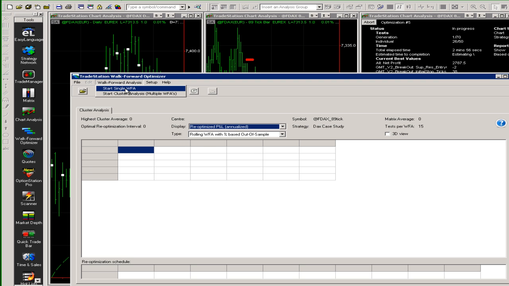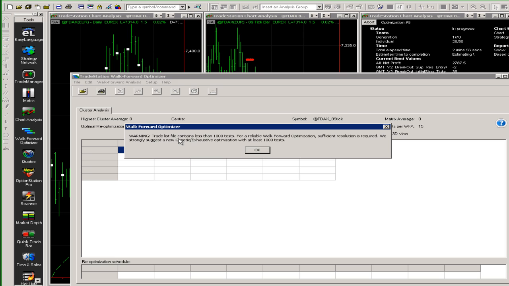So we're going to start the single and we get: trade list file contains less than 1,000 tests for reliable walk forward. What it's saying there is that when you do this testing, you really want to have 1,000 tests conducted as part of the strategy. So the more data you can get in there, the better. Obviously if you've got less than 1,000, it's not as reliable.